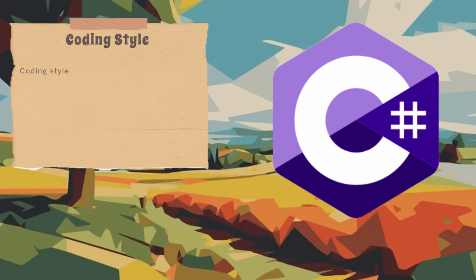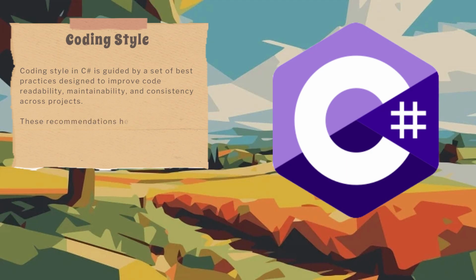Coding style in C# is guided by a set of best practices designed to improve code readability, maintainability, and consistency across projects. These recommendations help developers write clean, structured, and efficient code that is easy to understand and collaborate on.